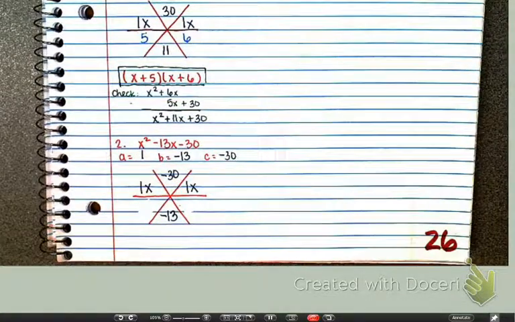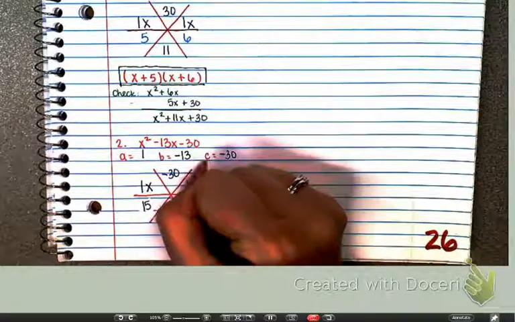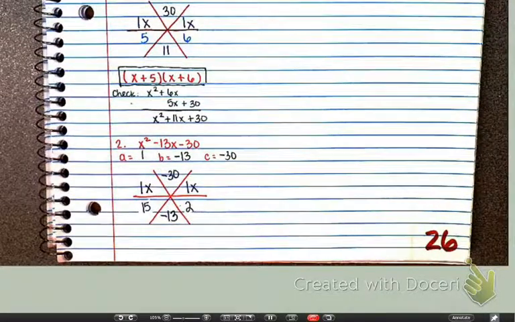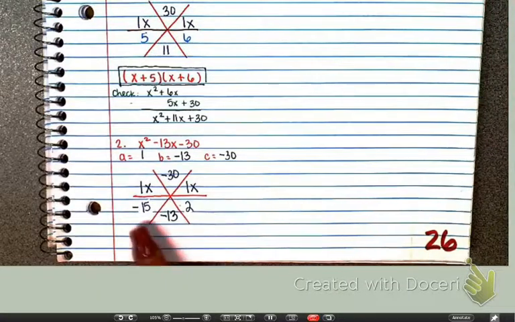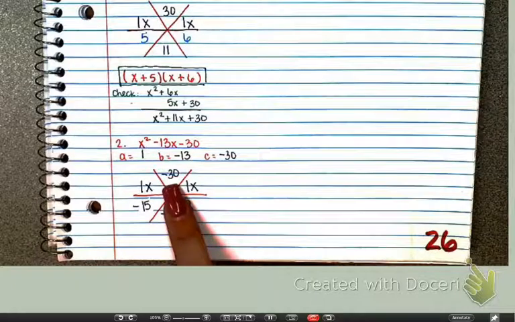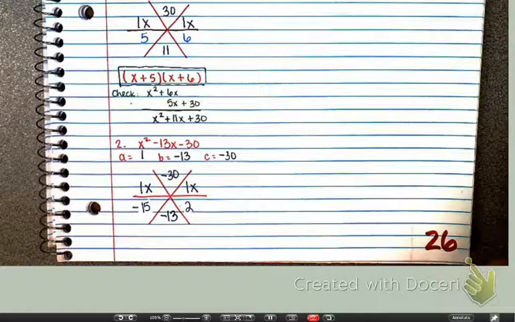So what else multiplies to 30? Okay, is there any way to add 6 and 5 together to get 10? 2 and 15. 2 and 15 maybe. Okay, which one should be negative? 15. So let's check. Negative 15 times 2 is negative 30. Negative 15 plus 2 is negative 13.